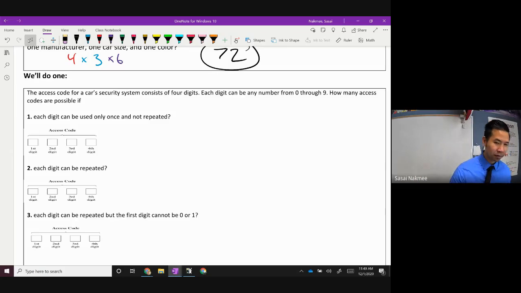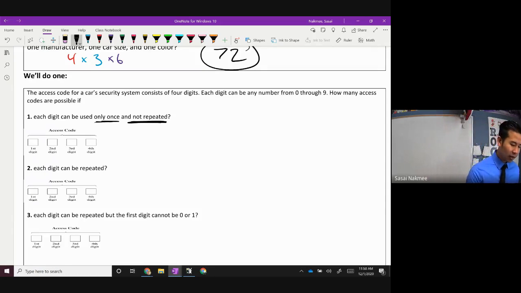Looking at this right here, let's say we wanted to count how many possible combinations there are if you're looking at a digit from 0 to 9 for this security system. Okay, let's say I was looking at this and each digit can be used only once and not repeated.